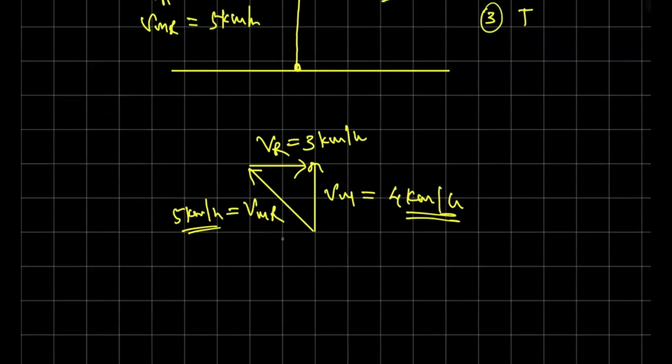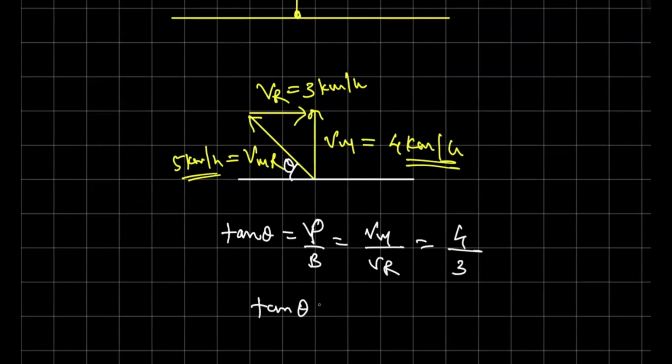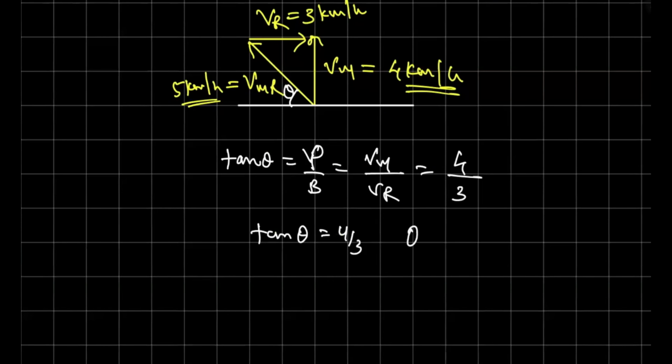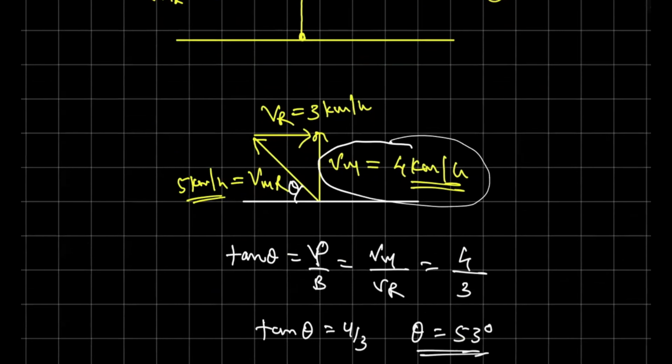Now you have to find the theta. Theta, what will we call theta here? So let's say this is your horizontal line and this is your theta. What can I say about the theta? Tan theta is going to be perpendicular upon base. What is the perpendicular here? Vm. And what is the base here? That is Vr. So what is the Vm? Vm is going to be 4. And what is the Vr? That is going to be 3. So we get tan theta equal to 4 by 3, so theta is equal to 53 degree. Now we have to find the velocity of main, that we already got, 4 kilometer per hour.